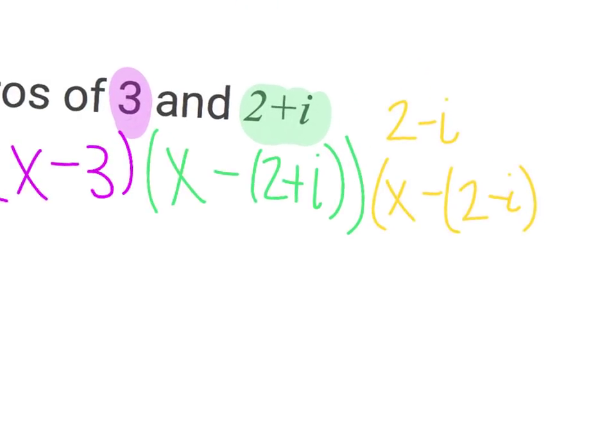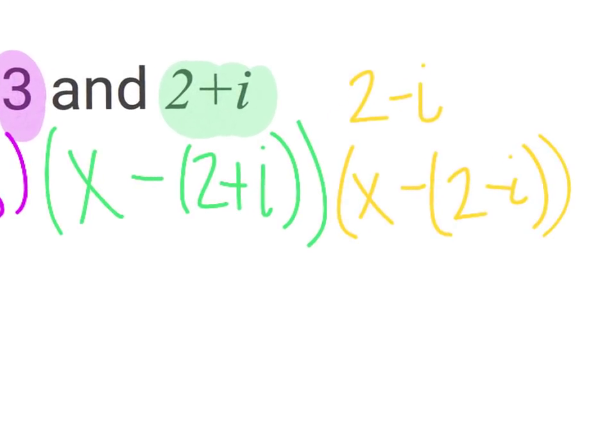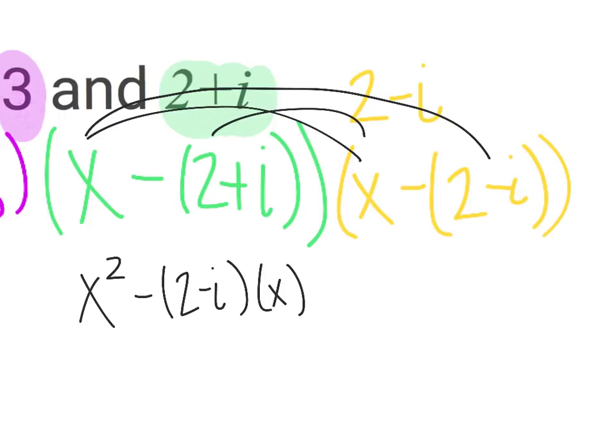Okay, and you're like, oh my gosh, how do I multiply this? Well, let me give you some words of advice. Multiply these two together first, because a bunch of stuff's going to cancel out, and that's what we want, okay? So multiply those two together first, and then multiply by that (x - 3). So if I'm multiplying this, I have x times x, which is x^2. And then I have x times a negative 2i. So that's going to be (-2 - i)x. And then (-2 + i) times x.